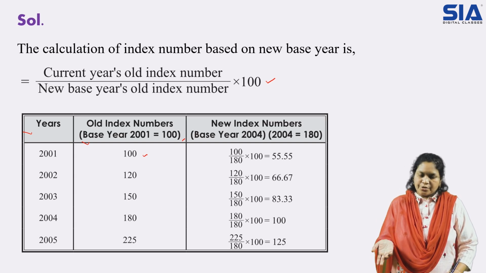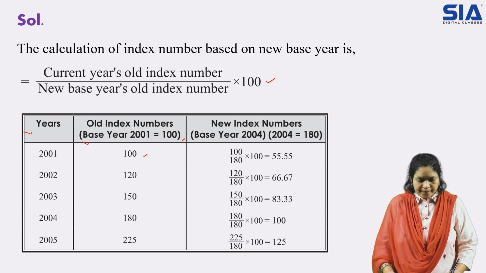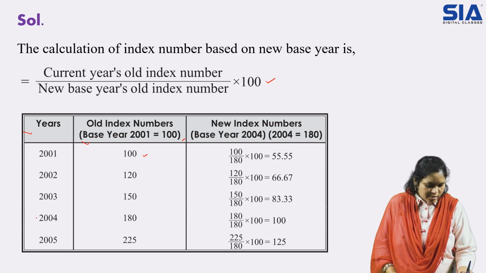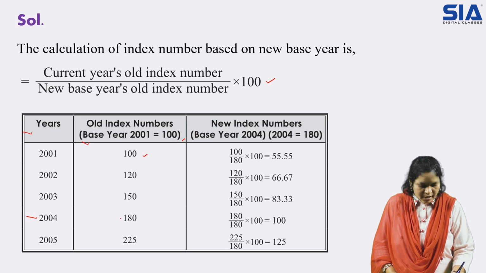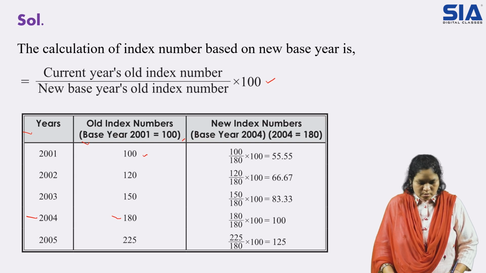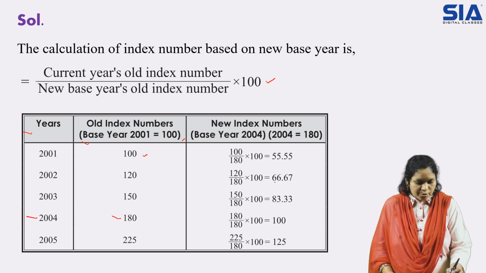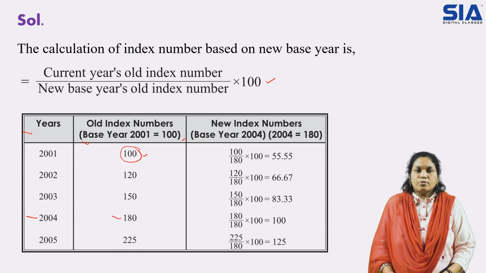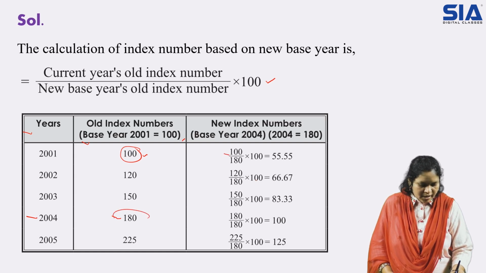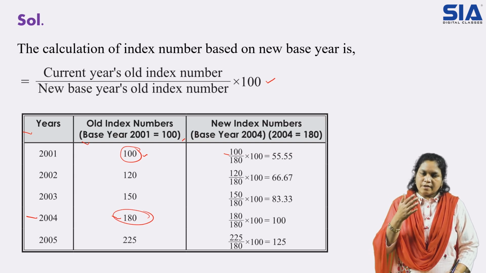Now let us shift to the new base index numbers. The year we have considered as the new base is 2004. The 2004 value I have got here is 180. So that 180 we have to divide into each and every year's index number, so that we obtain the new base index numbers. To obtain new index numbers, take the first value of 2001, that is 100. I have 100 divided by 180. 180 is what we need to divide by for every year.